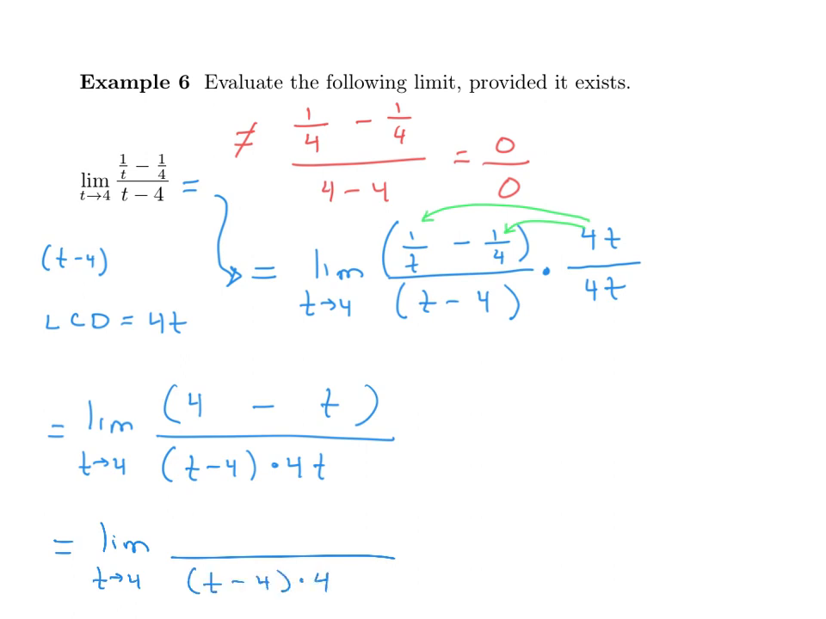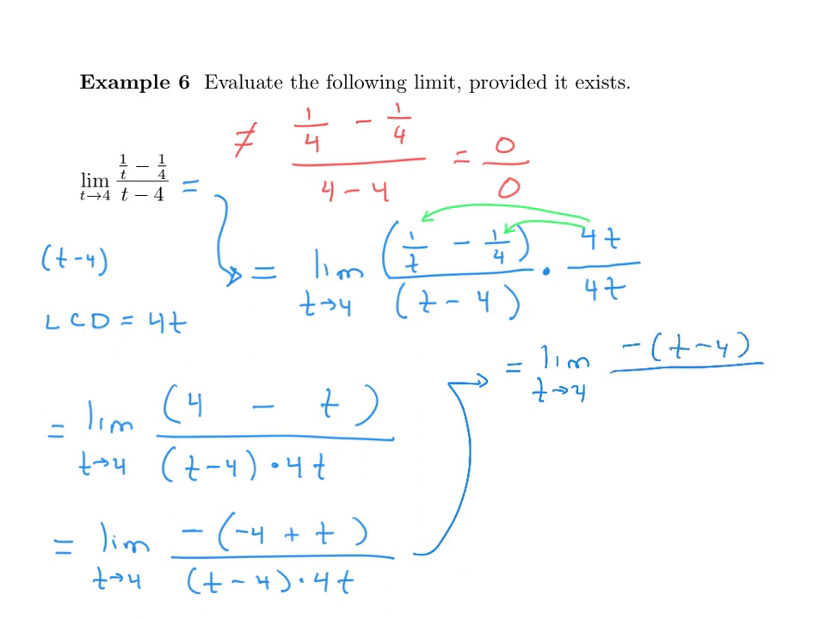It's this. In the top, if you factor out a negative, that means this 4 has to be negative 4 now. And this minus t has to be plus t. And the reason is, if you multiply the negative back in to reverse this step, the negative negative makes this positive, and the negative positive makes this negative. I'll write it again, but I'll put the t first and the negative 4 second. So that'll be my next step. I'll continue this here. That is the limit as t approaches 4 of negative t minus 4 divided by t minus 4 times 4t.